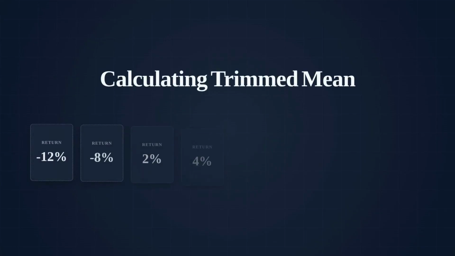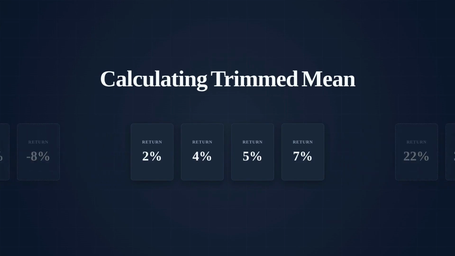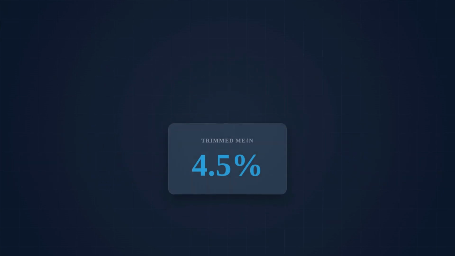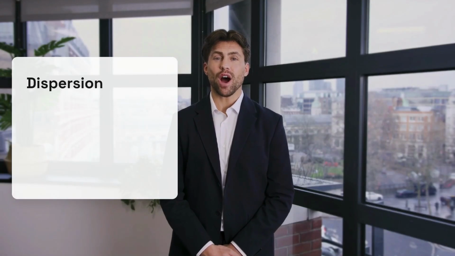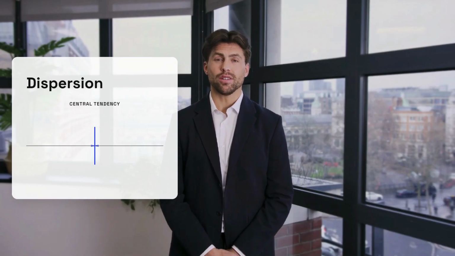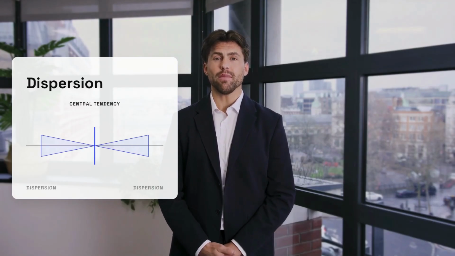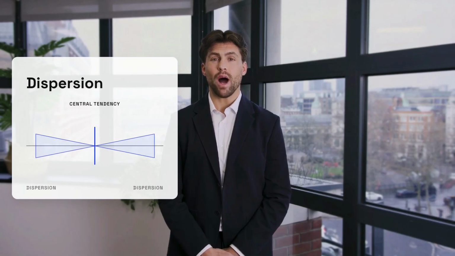A trimmed mean removes a stated percentage of the lowest and highest observations, then calculates the arithmetic mean of what remains. A Winsorized mean keeps the observations, but replaces extreme values with specified boundary values. It reduces outlier influence without discarding data. Central tendency describes reward or location. Dispersion describes variability around that center, which is why dispersion is central to understanding risk.